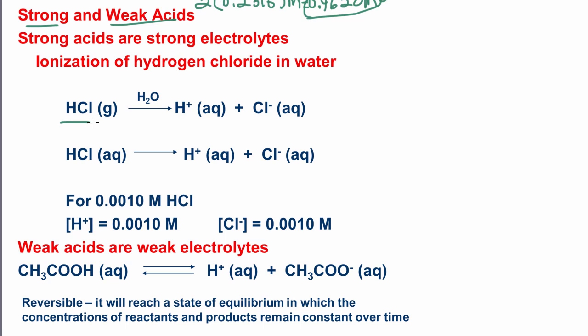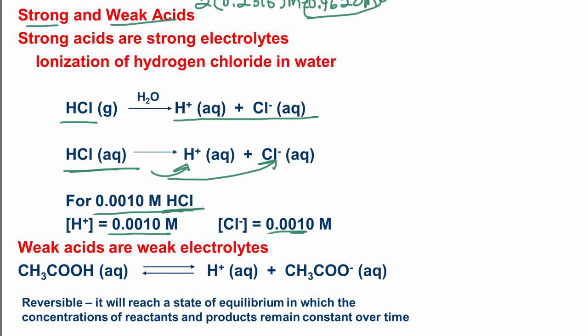Here we have hydrogen chloride gas. We put that into water and it completely dissociates into hydrogen ions and chloride ions. So when we have aqueous HCl, that is hydrochloric acid, and it's a strong acid, and it will completely dissociate into hydrogen and chloride ions. Okay, so that means for a 0.001 molar hydrochloric acid, we're going to have 0.001 molar in hydrogen ions and 0.001 molar in chloride ions.